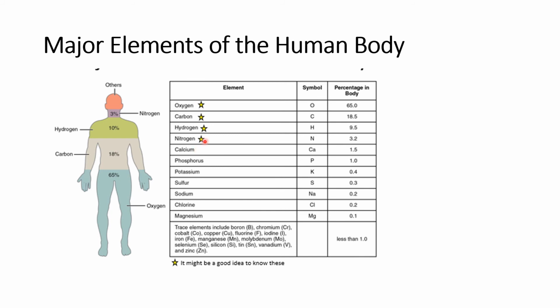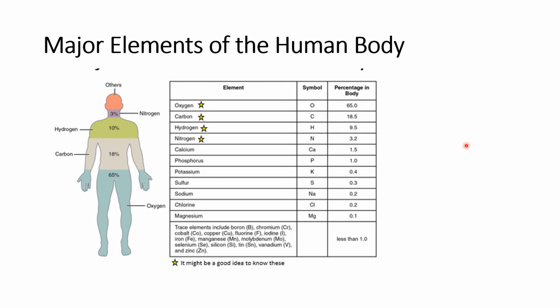Which of the 4 is most abundant? And we can see it's not even close. Oxygen makes up almost 2/3 of us. Then carbon, then hydrogen, then nitrogen, then many other elements, but in very trace amounts. So if you're asked what is the most abundant element in the body, well, by far, it's oxygen. What are the 4 most abundant? O, C, H, and N.